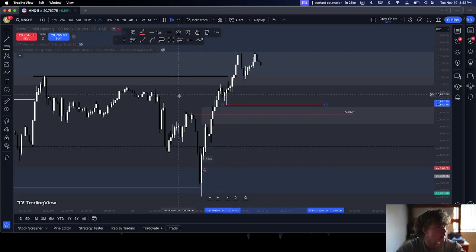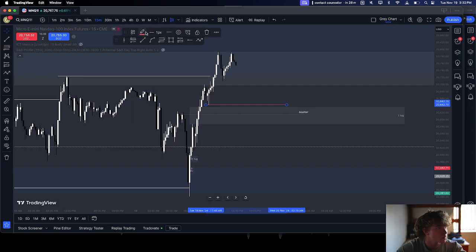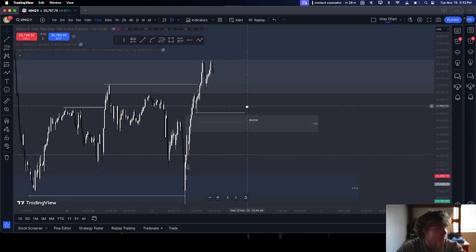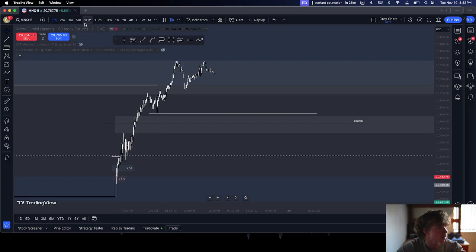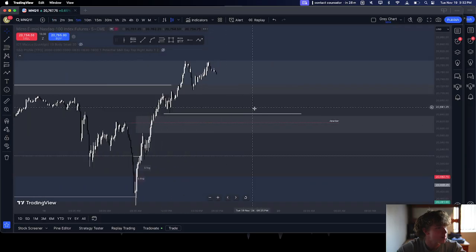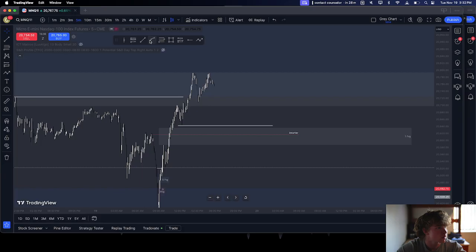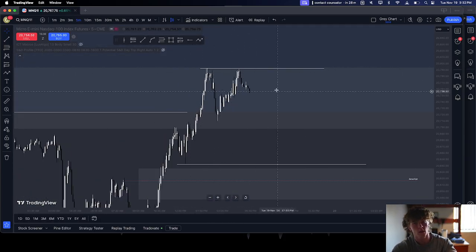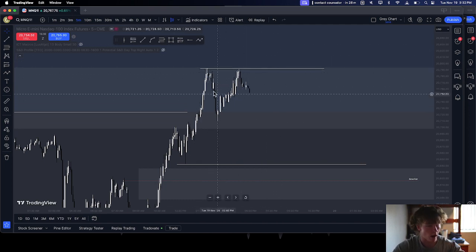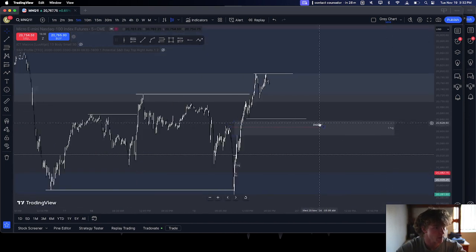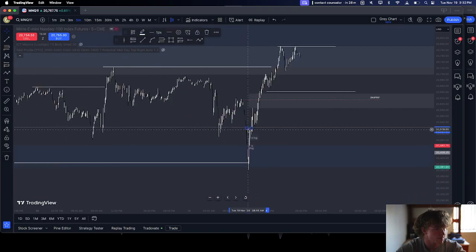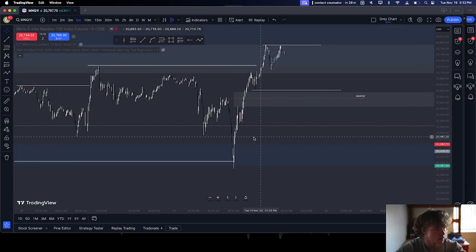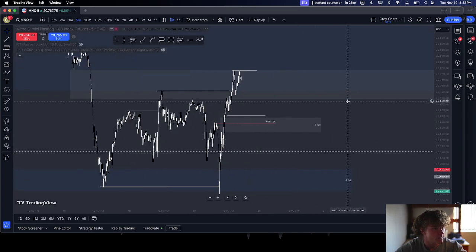Turn that white. Scale way down. We might see this high taken out before we come back down lower. But if not, that gives us even more bias for longs after, because they're equal highs. So that's pretty much it on ES.